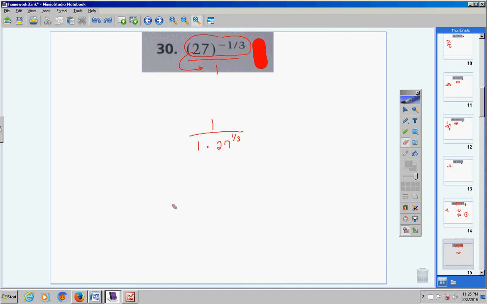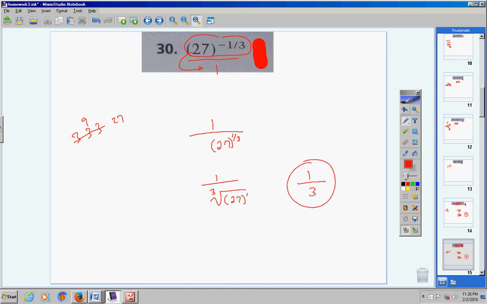Now, 27 to the 1/3 is the cubed root. I should get parentheses around it. Sorry about that. The cubed root of 27 to the first power. And of course, 27 to the first power is just 27. So the cubed root of 27, what 3 numbers that are the same when multiplied together give me 27? Well, that should be 3, 3, and 3. 3 times 3 is 9, times 3 is 27. So 1 over the cube root of 27 is 3. So there we go. 1/3.